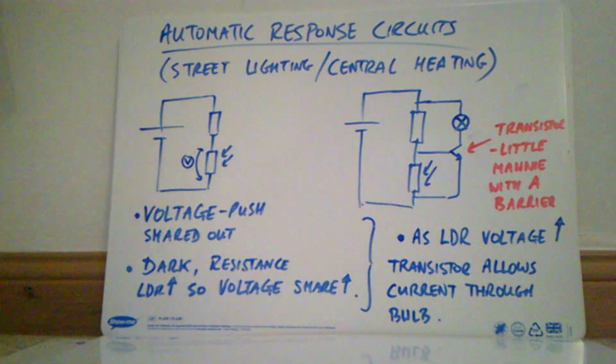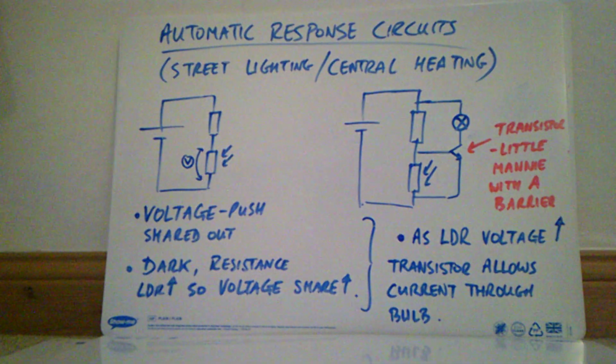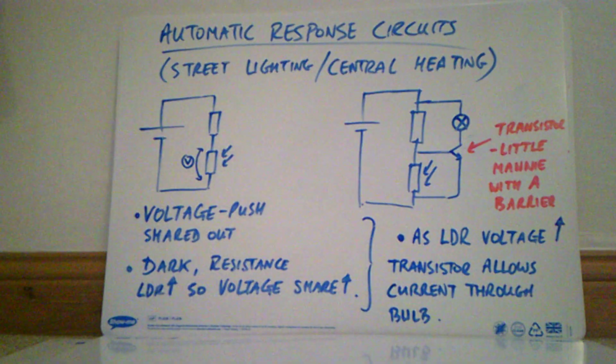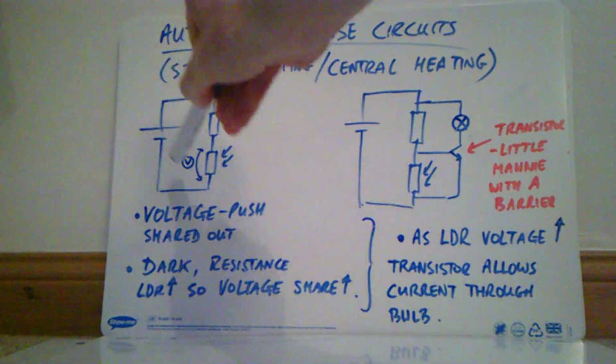This is how things like street lighting circuits work and how the central heating system works. It's how these things know, in inverted commas, to come on automatically when it gets dark or when it gets cold. So here's a simple series circuit.